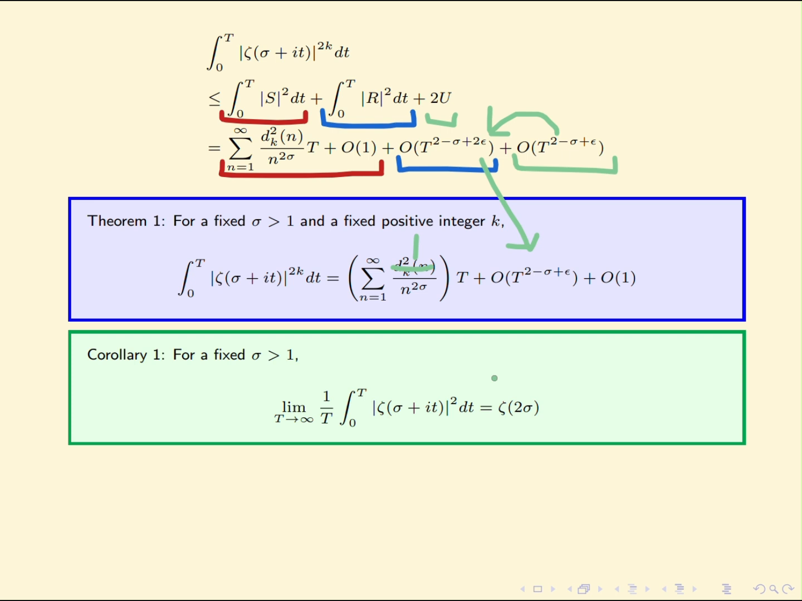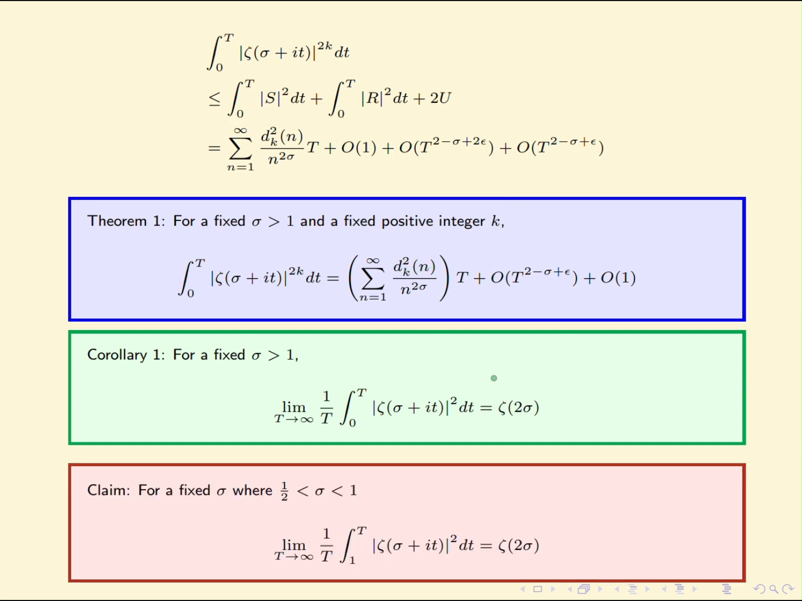But now I'm going to make a much stronger claim. I'm going to claim that for a fixed sigma, where sigma is now allowed to go below 1, so this is when sigma is greater than 1, but when sigma is between 1/2 and 1, then this looks like this. Let me actually use a different color.